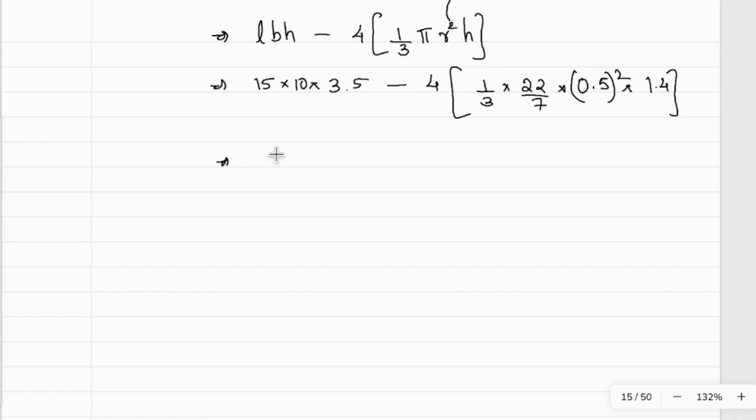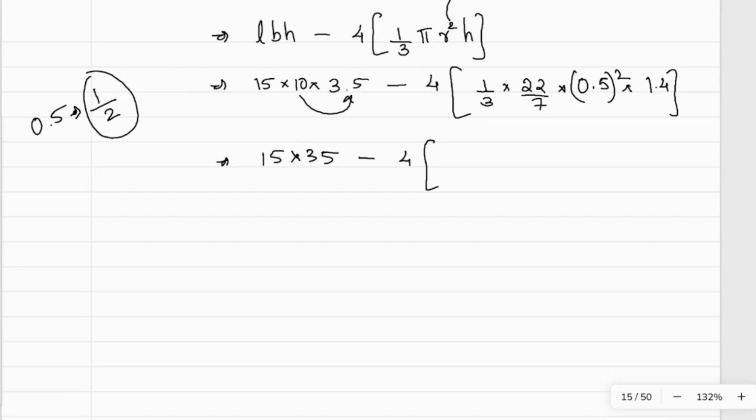Now we can do that. Here this 10 and 3.5 I'm multiplying, I will get 15 into 35 minus 4 into 1 by 3. Here, if you want to do this, how can I convert this 0.5? 0.5 means I can write it as 1 by 2, right? Half of 1 is 0.5, right? So if you want, you can replace the 0.5 and write it in this way, or in this way you can do the equation, no issues.